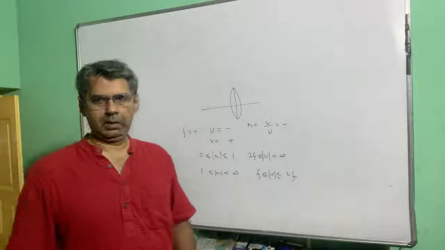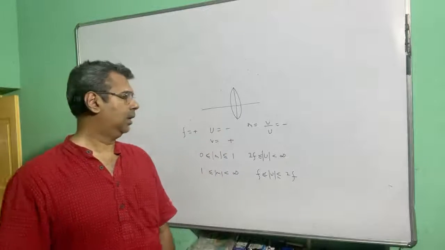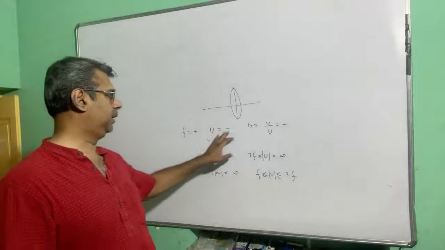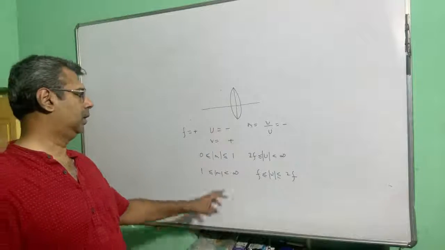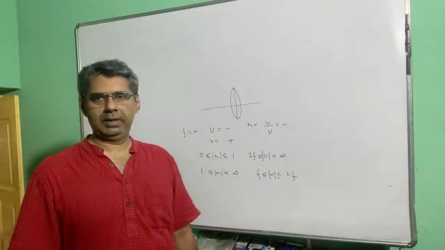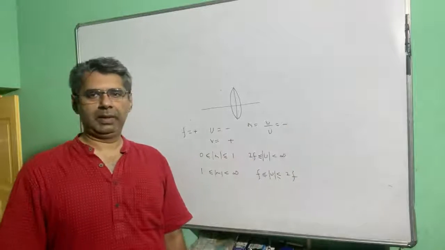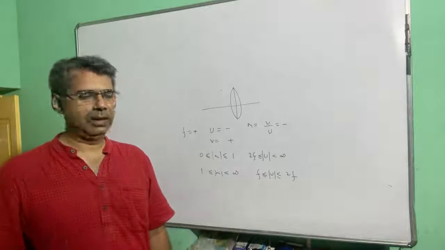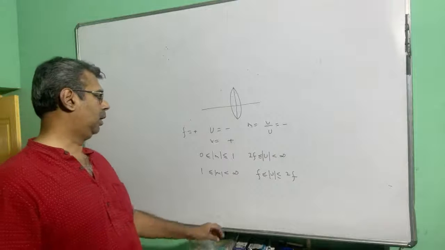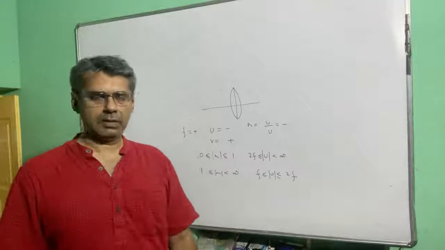Okay, so let's discuss convex lens. For a convex lens, typically the object distance we take as negative, and the image distance we take as positive. Magnification is V by U, so obviously magnification is negative. Magnification negative means that it is a real and inverted image. Now, the focal length of a convex lens is positive.